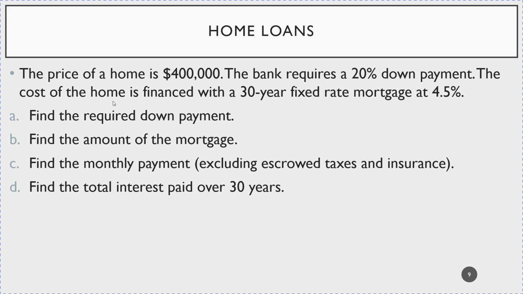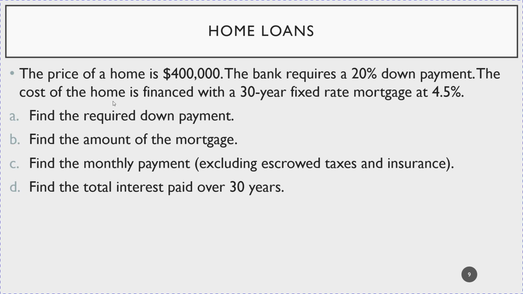Okay, so then it goes on to say the cost of the home is financed with a 30-year fixed rate mortgage of 4.5%. Okay, so here's what we want to do. We want to find the required down payment. We want to find the amount of the mortgage. Then we want to find the monthly payment, and this is excluding taxes and insurance, escrowed taxes.